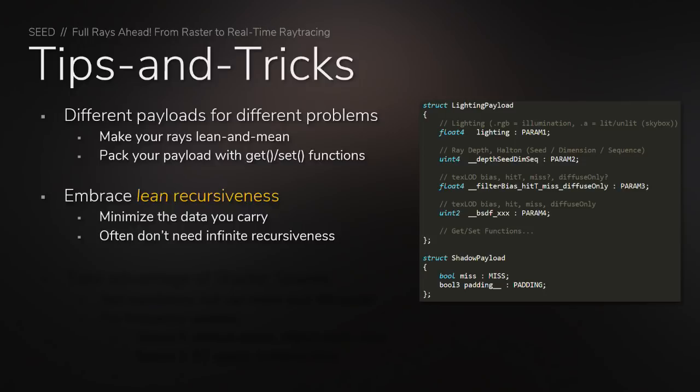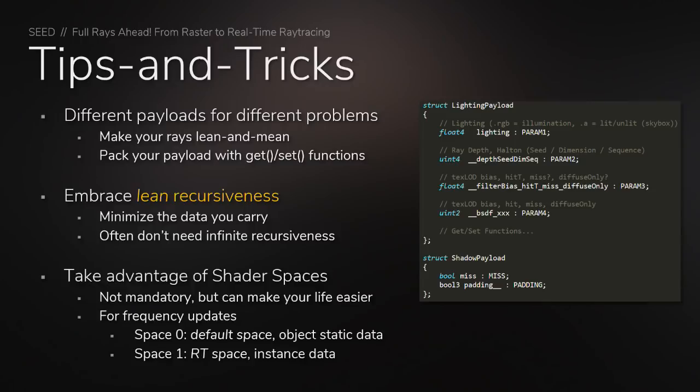Another thing is embracing lean recursion. Make your IHVs happy by not having infinite recursion. Often you don't need it, so try to be nice to the IHVs. Another thing is you can use shader spaces to organize your data. I haven't seen many people use shader spaces, but it's useful in case you want to keep things organized, especially if you want to update things at different frequencies. For us, we use two spaces, where space 0 is the default space and the static data is there, and space 1 is more like the ray tracing space, where the instancing data resides.